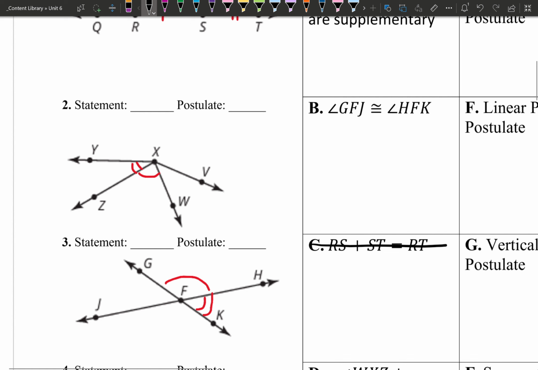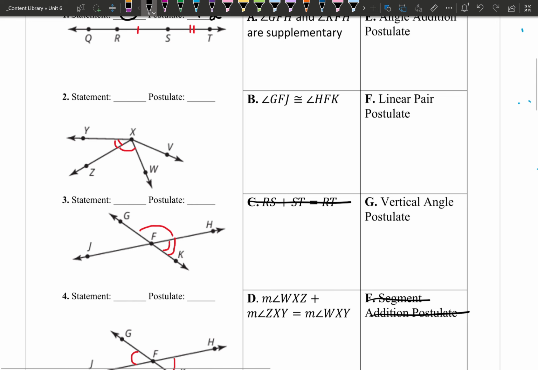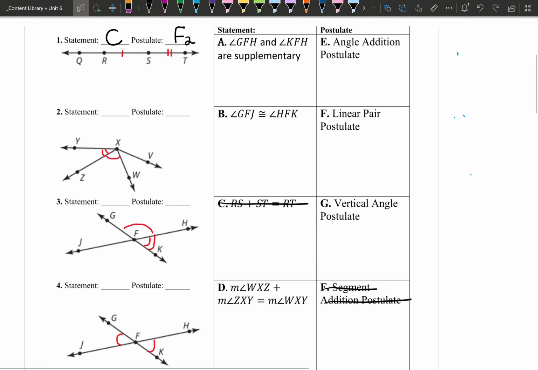Okay. Number 2. Here I see a couple of angles. It doesn't look like there's any specific measurement, but there's 2 angles that are marked. One angle is ZXY and the other one is WXZ. Let's see if I can find that anywhere. It looks like statement D is our answer. We have WXZ plus ZXY. That gives us this giant angle WXY. And WXY is this angle. Perfect. So our statement is letter D.